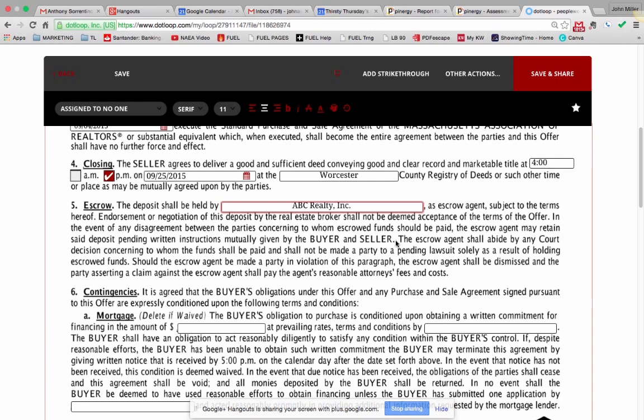Right. So one of the two parties may have to hire a lawyer to help them get their deposit back, or help the seller retain the deposit from the buyer. So if they can't agree, then they have to handle it legally. And usually the cost of handling it legally may exceed the total amount of the deposit.